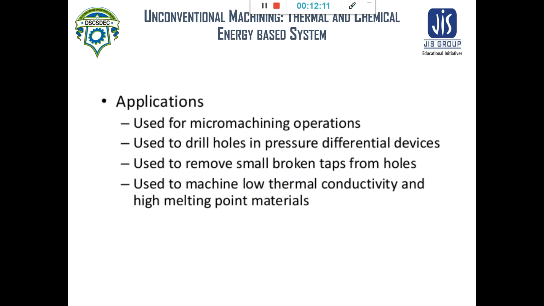Now the applications of electron beam machining are these: electron beam machining is used for micro machining operations, used to drill holes in pressure differential devices, used to remove a small broken tap from a hole, and used to machine low thermal conductivity, high melting point material.